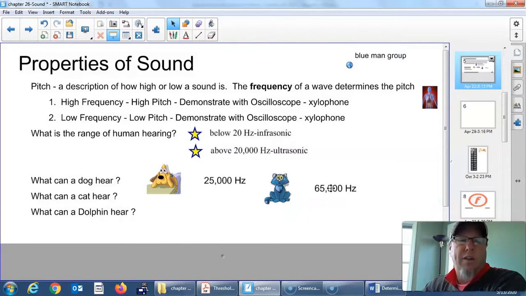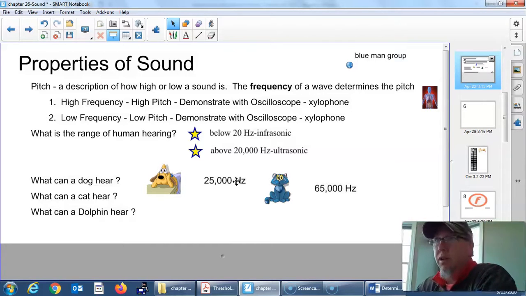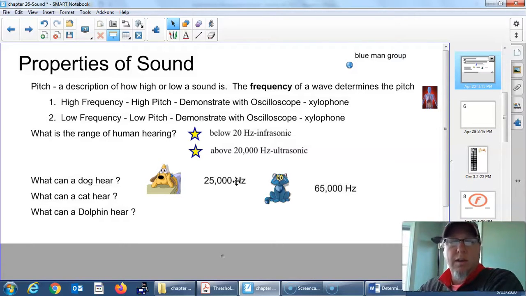Cats can hear even higher than that. This is why we have dog whistles. Sometimes people play a dog whistle and like, it's not making any sound. It is making a sound. It's just that the sound is too high for us to hear with our ears. Our ears have a very limited range. We can only hear 20 hertz to 20,000.